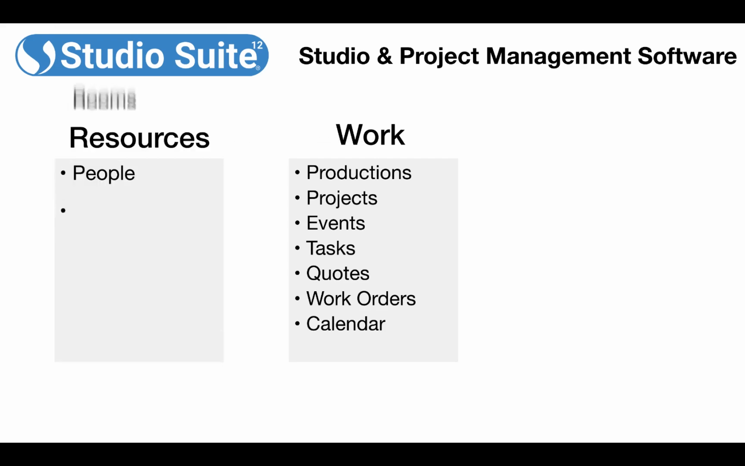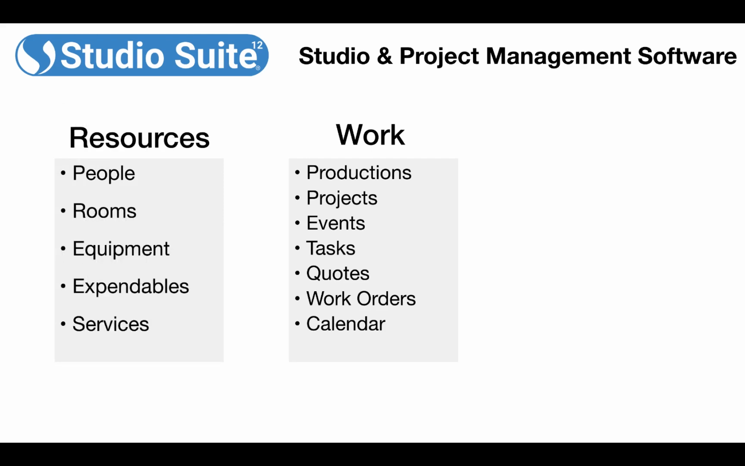first. That's your people, your rooms, your equipment, your expendables, and your services. And all the metadata about them. Phone numbers, addresses, AC outlets, breakers, barcodes, serial numbers, quantity in stock, and so forth. All that stuff that you need to track. But importantly, the rates, how much you're charging for those things, and maybe how much they cost you as well.